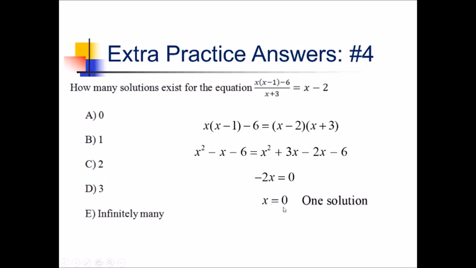Let's just plug that back in just to be sure. If I plug in 0, that doesn't give me 0 in any denominators, so we have one solution total then, which means we're going to pick answer choice B.